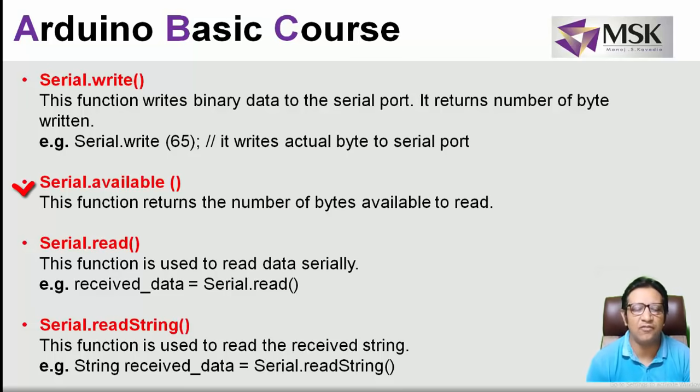Now Serial.available. Serial.available says whether the serial communication has started and serial data is available. So the function returns the number of bytes available to read. Means when my PC tries to write the data to Arduino, first Arduino will check whether this data is available or not. If the data is available, then only it will start reading that particular data.